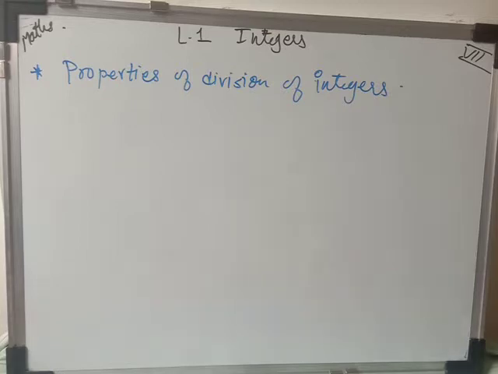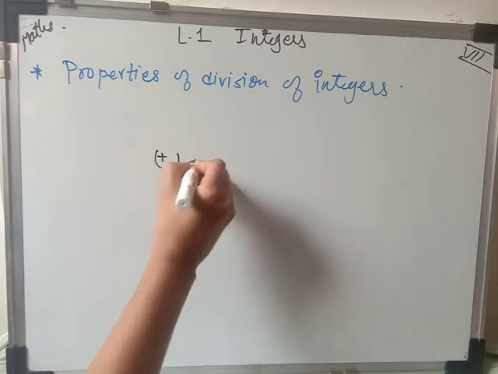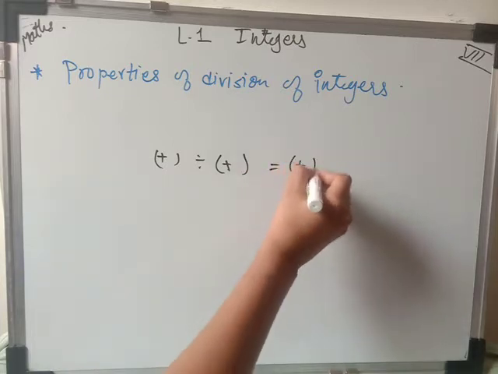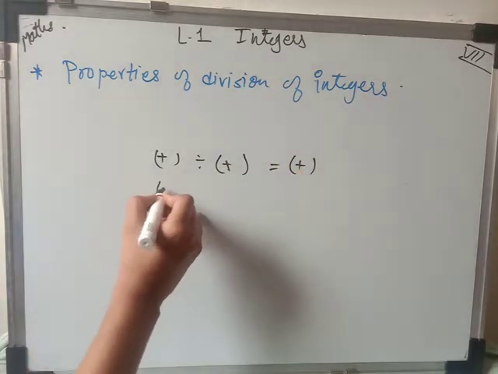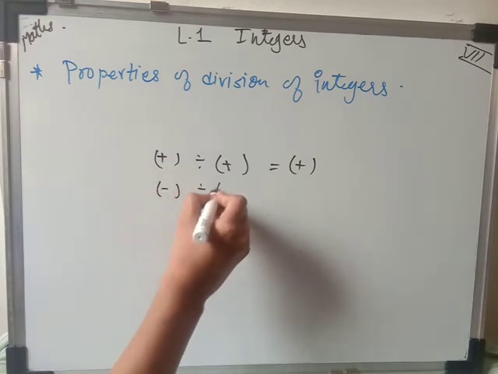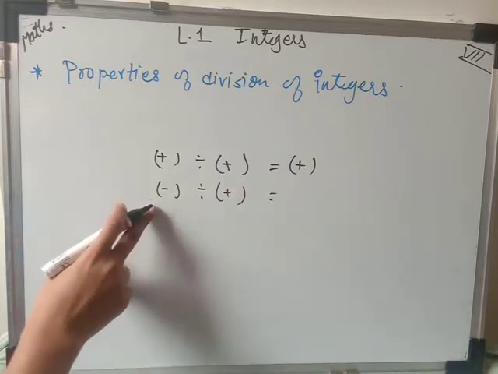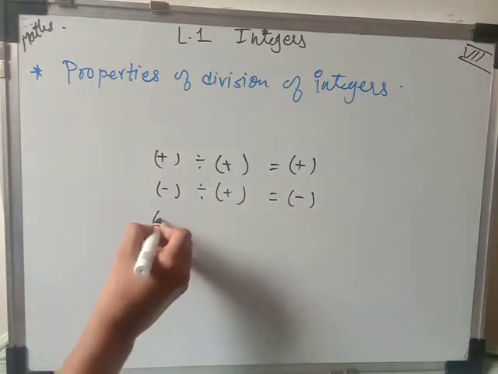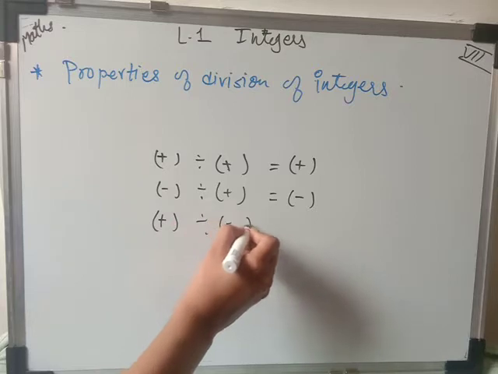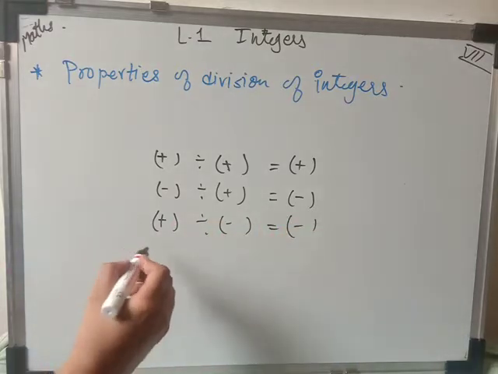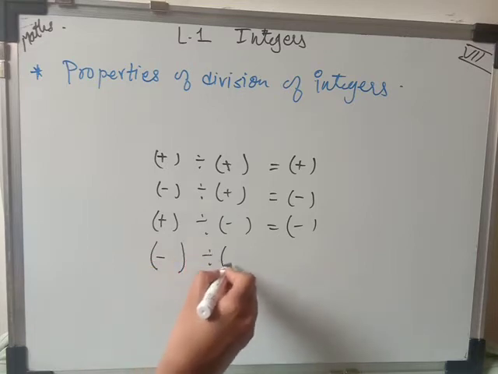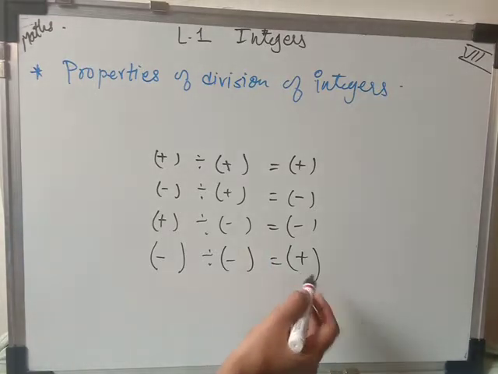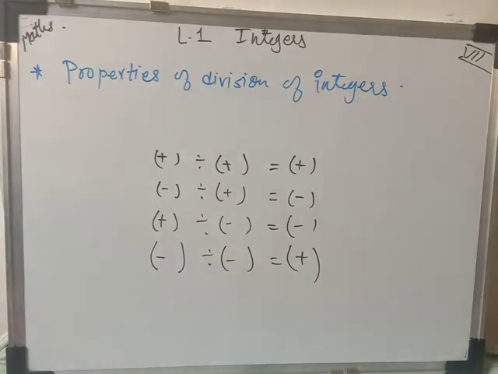We have seen that when we are dividing two positive integers, the quotient is always positive. When we are dividing a negative integer by a positive integer, the quotient is always negative. When we are dividing a positive integer by a negative integer, the quotient is always negative. When we are dividing a negative integer by a negative integer, the quotient is always positive. These things we have learned in the last session.